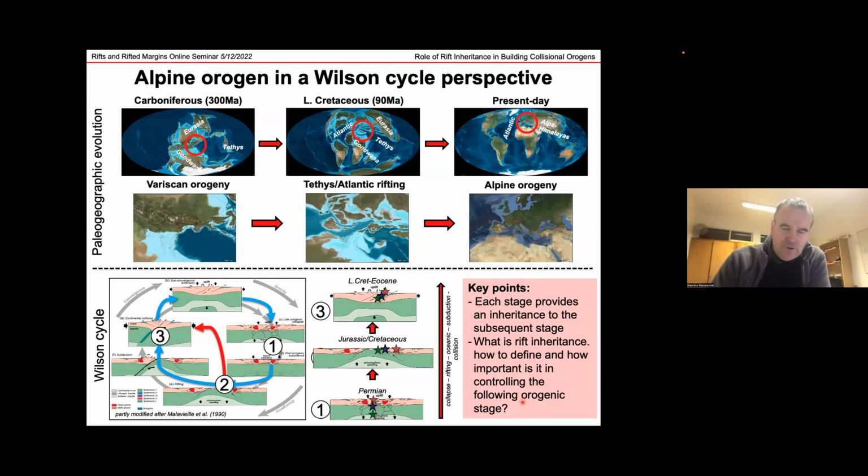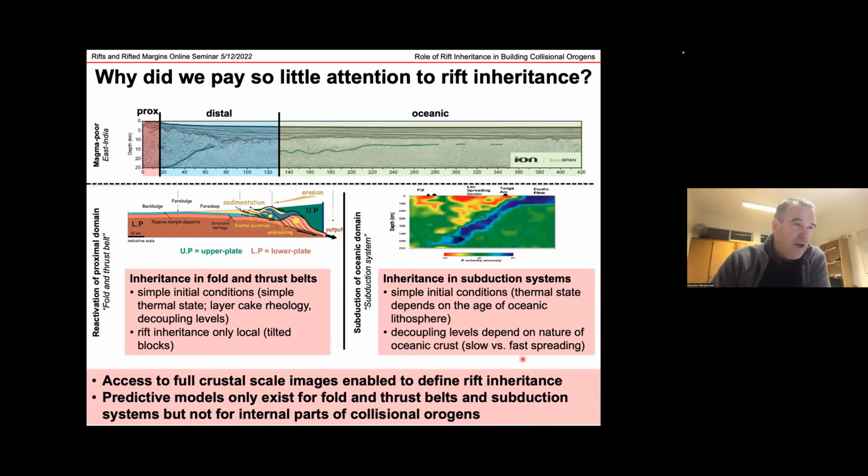Okay, so if this is really important, the question is, why did we not speak a lot about this before? And actually, there are two main reasons. The first reason is that we got only very recently images of rifted margins that allowed us to really understand these structures on a crustal scale. It is in particular the distal parts of rifted margins that are important for orogens.